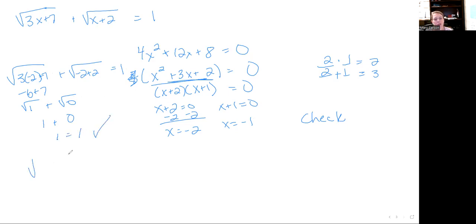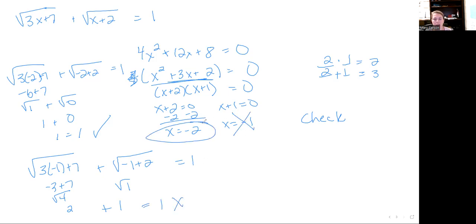And then we try the negative 1. The square root of 3 times negative 1 plus 7 plus the square root of negative 1 plus 2. Is that equal to 1? That's going to be a negative 3 plus 7. That's the square root of 4, which is 2. And this is going to be the square root of 1, which is 1. Is 2 plus 1 equal to 1? No. So the negative 1 does not work, but the negative 2 works.